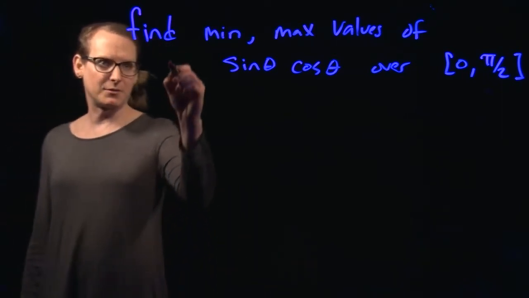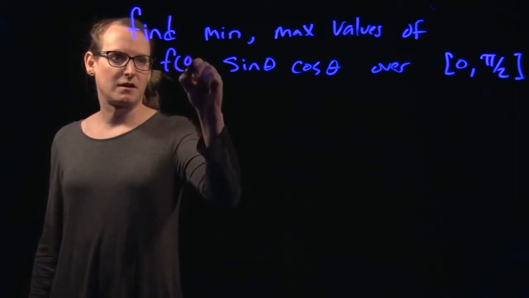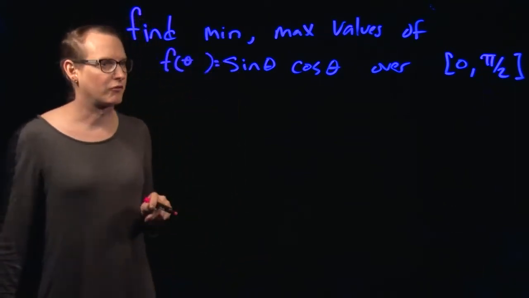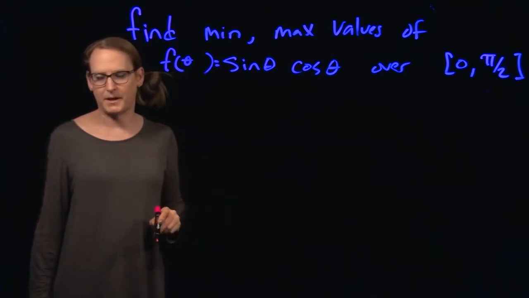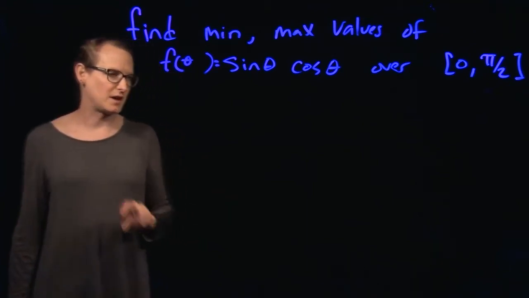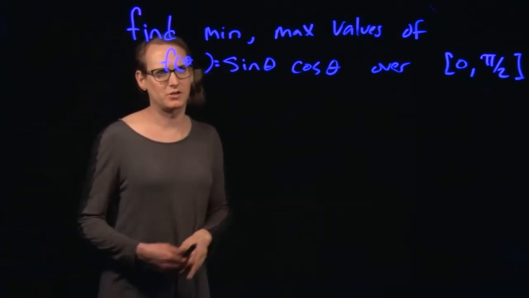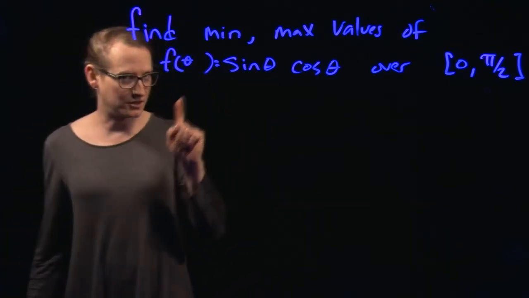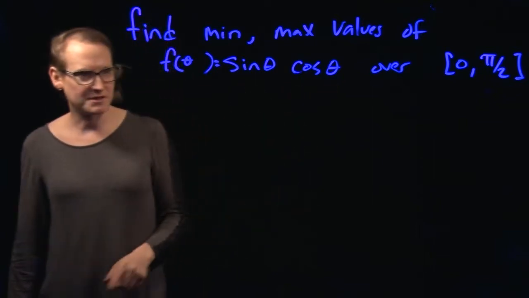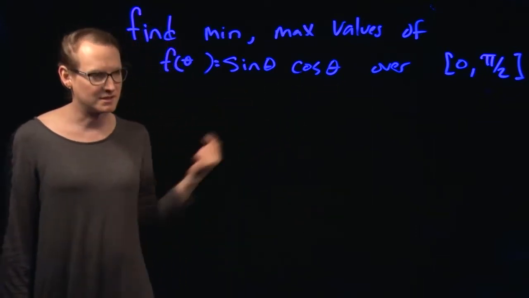So the first thing I'm going to do is give my function a name so I can refer to it. So that's f of theta. And I want to take a moment to investigate some properties of this function. So sine of theta is continuous. Cosine of theta is continuous. The product of two continuous functions is continuous.